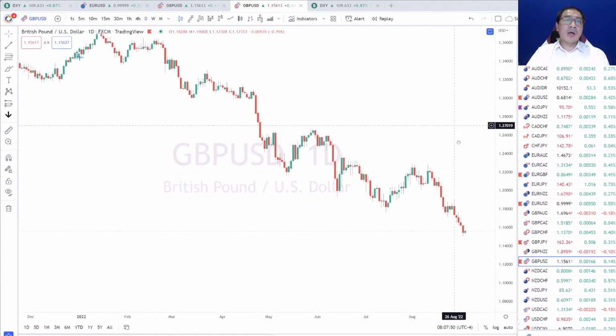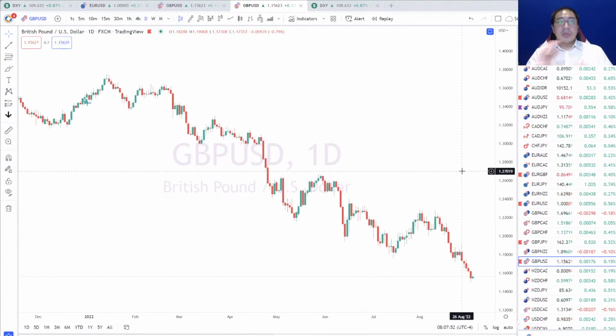Okay, so let's take a look at this condition in the market. What's your view on the pound USD, for example? Now we're taking a look at this live, obviously. So this is the current situation.